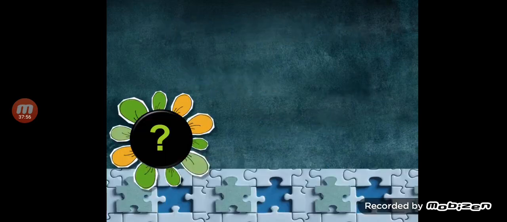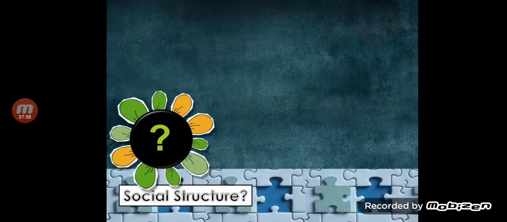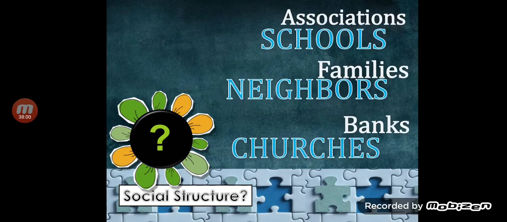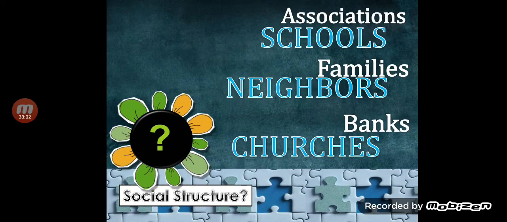Let's move now to the last one. But before that, let me mention the social structures that I am referring to. These are samples of social structures that I'm talking about: the different associations, schools, of course, the families, our neighbors, the banks, churches, government, media people, and so on and so forth.